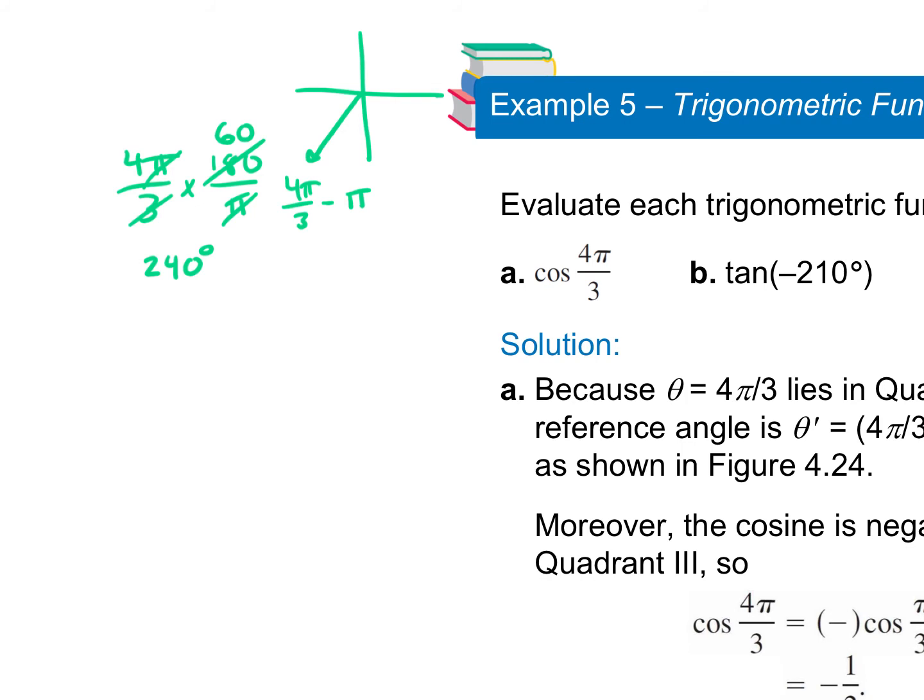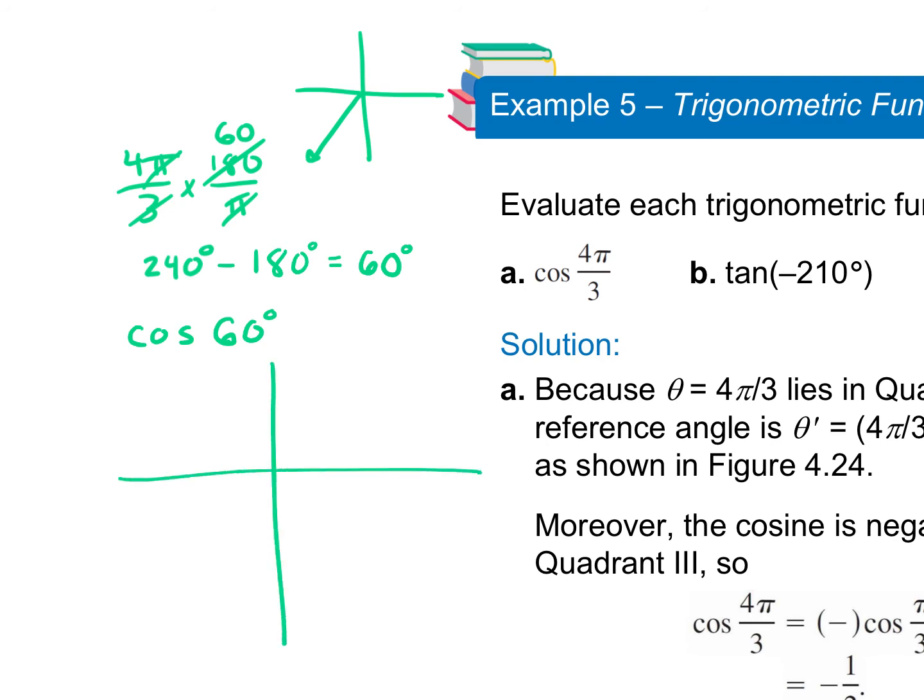Actually, I'm going to keep it in degrees. Again, I'll explain why in a second. So 240 minus 180. So my reference angle here is 60 degrees. So I'm finding the cosine of 60 degrees. I'm going to make my triangle a little bit bigger here. My reference angle here is 60.